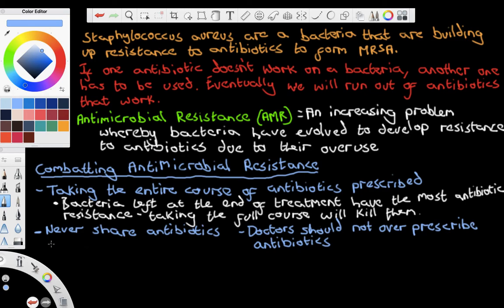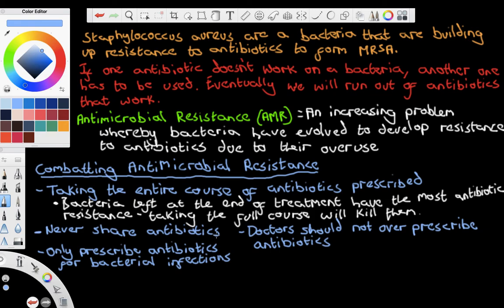You should only use antibiotics on bacterial infections. So only prescribe antibiotics for bacterial infections. Remember, antibiotics only work on bacteria, they don't work on viruses.